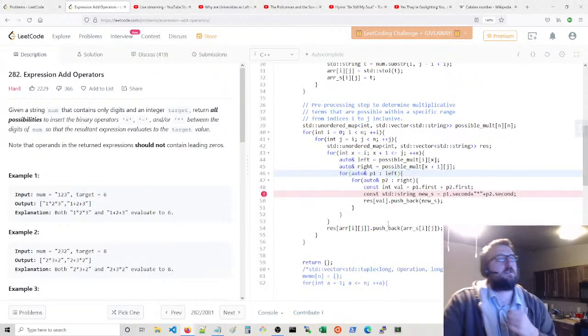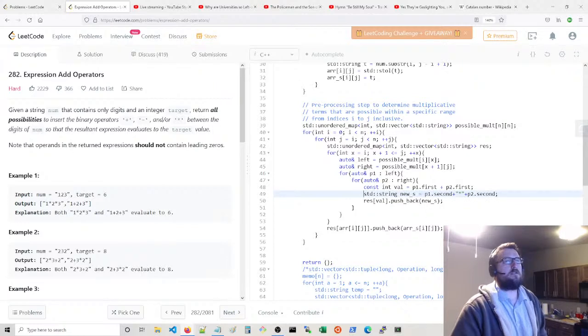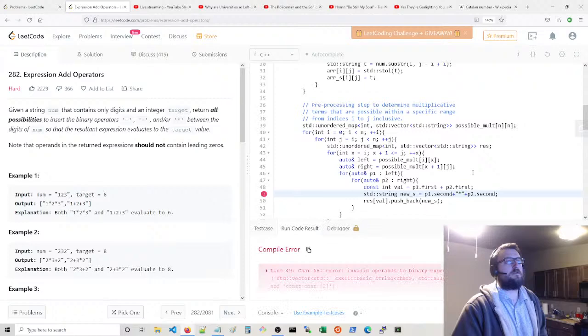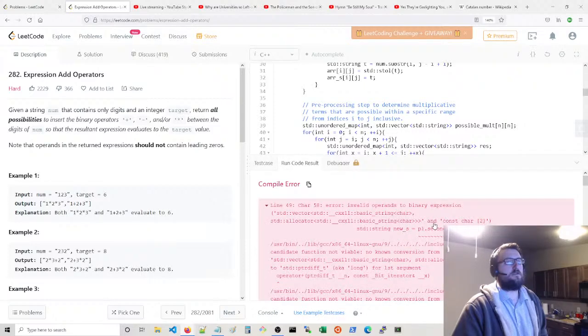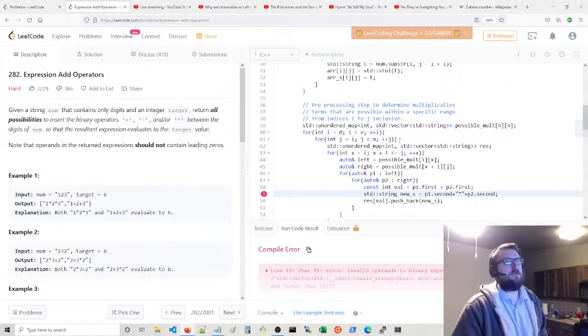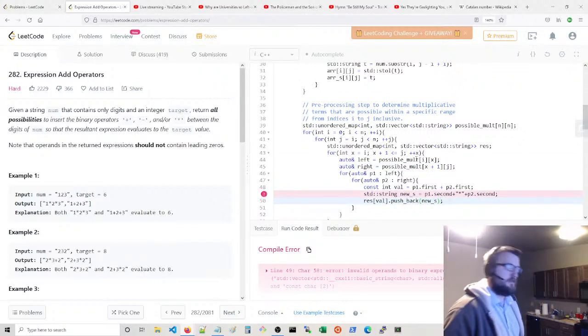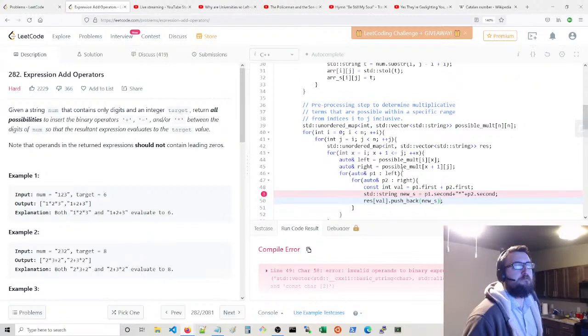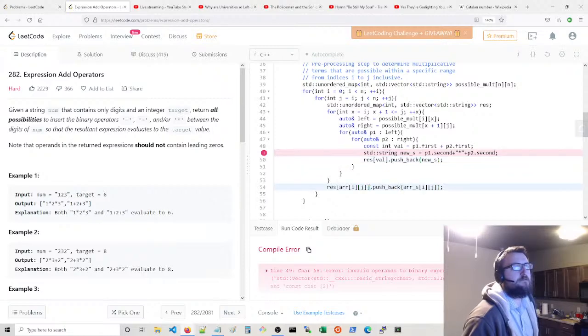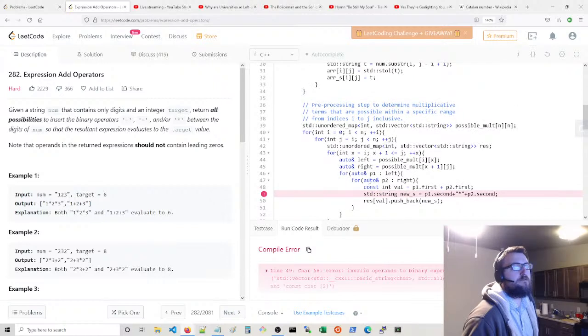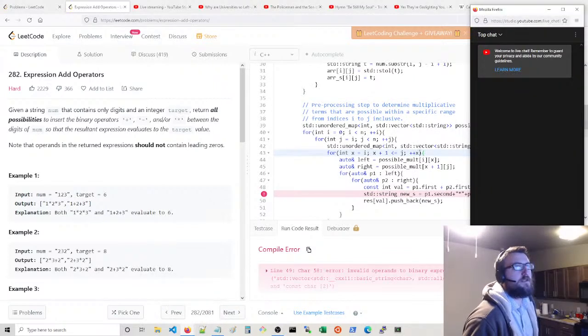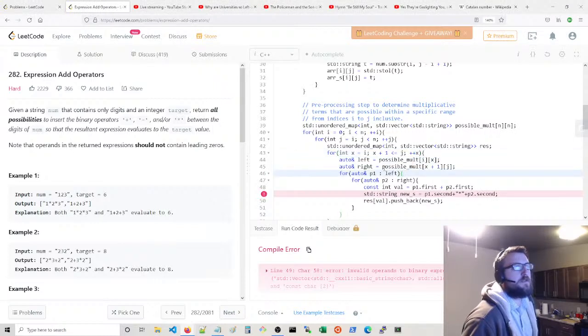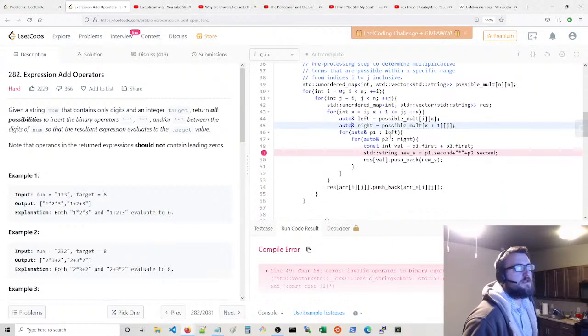Invalid operands to binary expression. Is it this? Is that the issue? None of these are const. It's a little confusing. Let's think here. So left, right, these aren't constant. This is a const, that's fine.